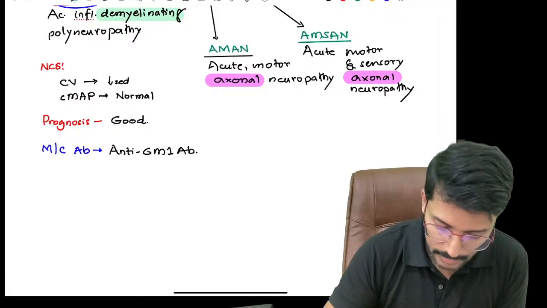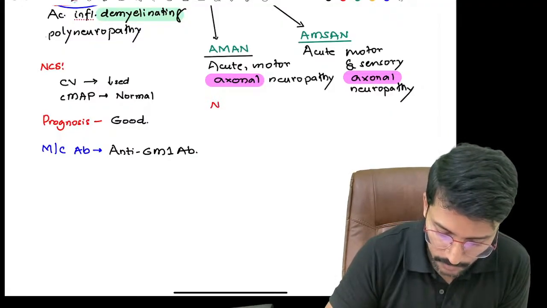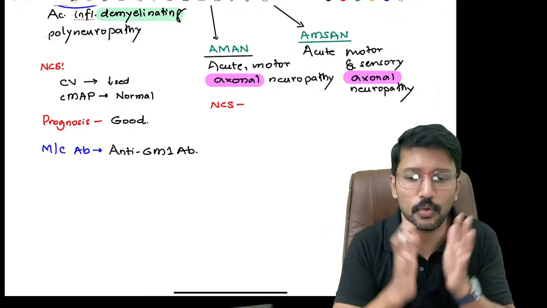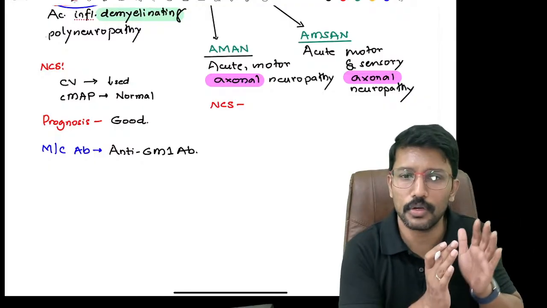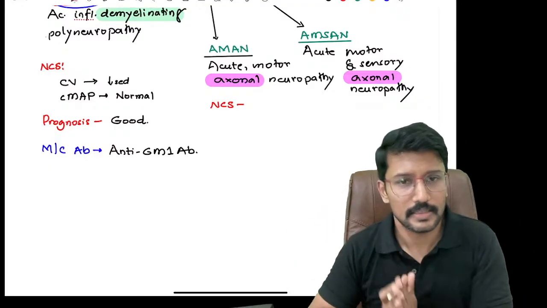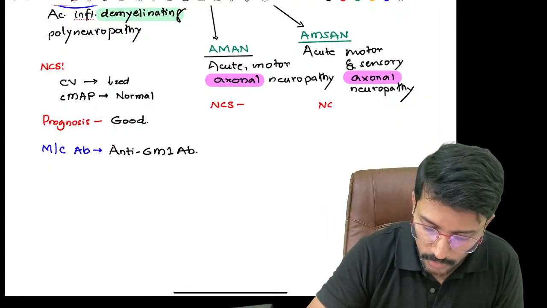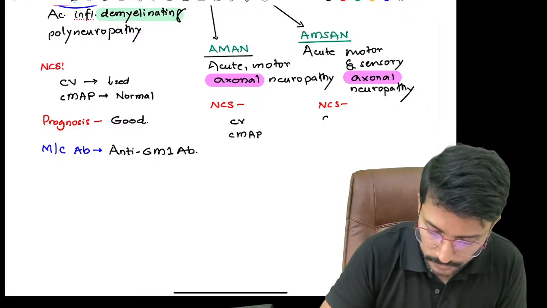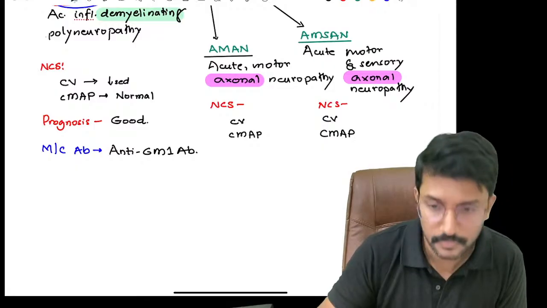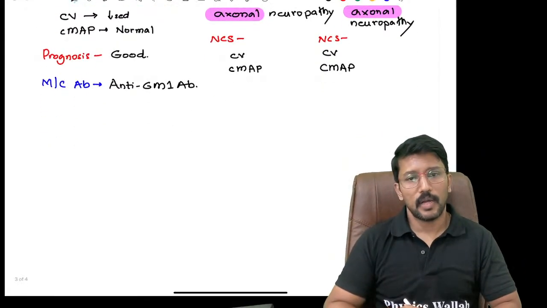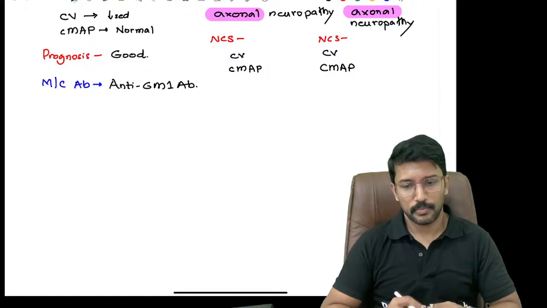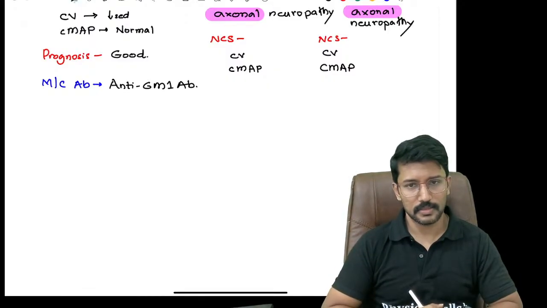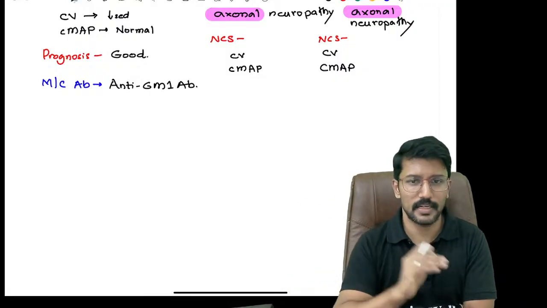Okay, so now in AMAN, if I do the nerve conduction study, AMAN and AMSAN are very similar. Both are axonal injuries. The only difference is that in AMAN, it's only affecting motor neurons. In AMSAN, it is affecting motor as well as sensory neurons. So in both of them, when I do nerve conduction study, what will happen to the conduction velocity and compound muscle action potential? Both will have the same nerve conduction studies, except that in AMSAN, you will also have sensory deficits on examination.